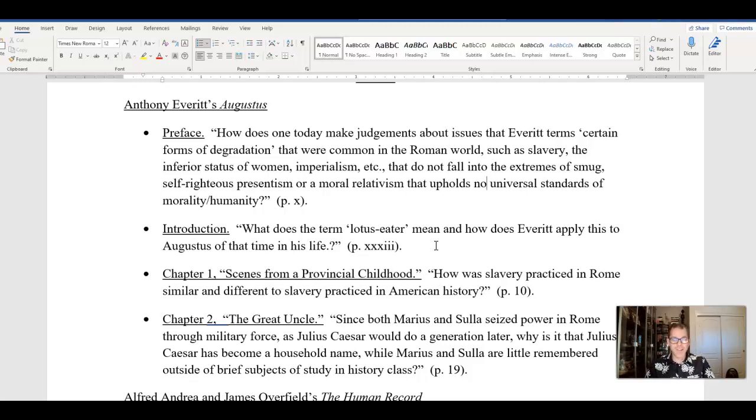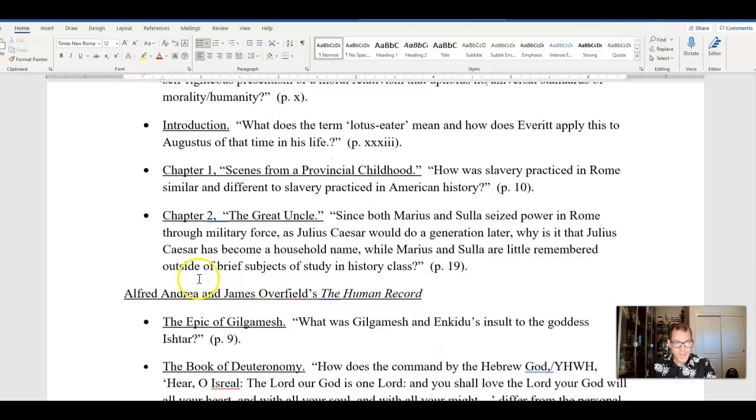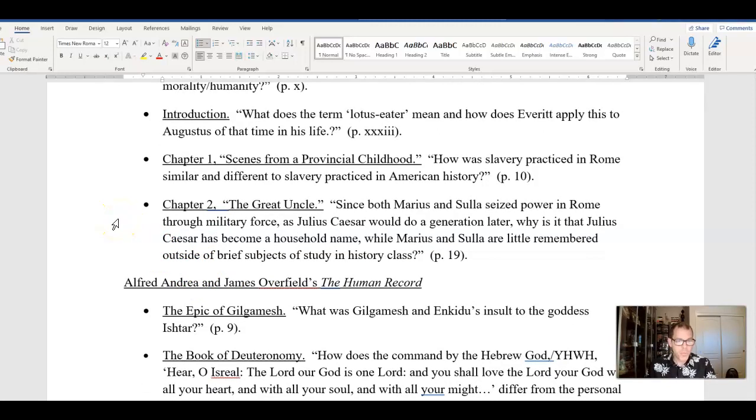And then finally, the last read for Augustus for this first day of class, chapter 2, The Great Uncle. Since Marius and Sulla seized power in Rome through military force, as Julius Caesar would do a generation later, why is it that Julius Caesar has become a household name, while Marius and Sulla are little remembered outside of brief subjects of study in a history class?